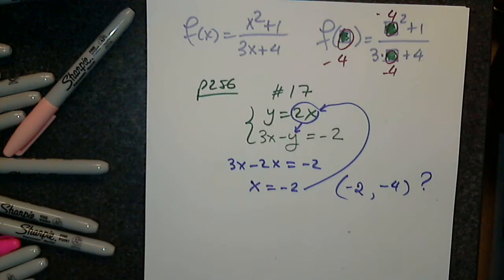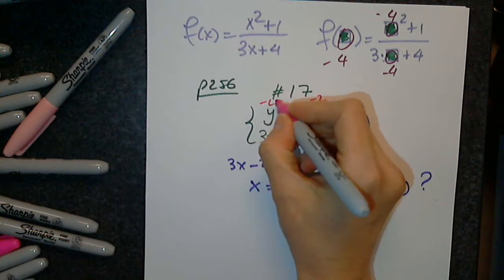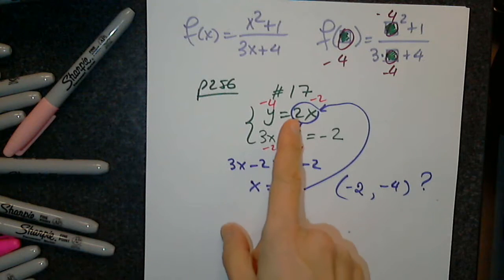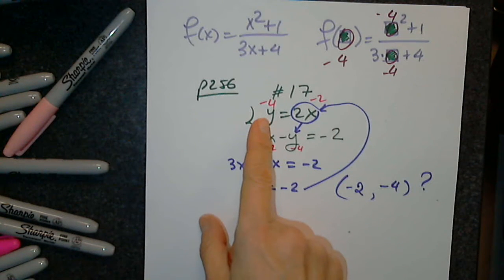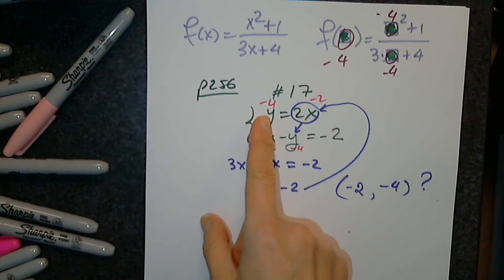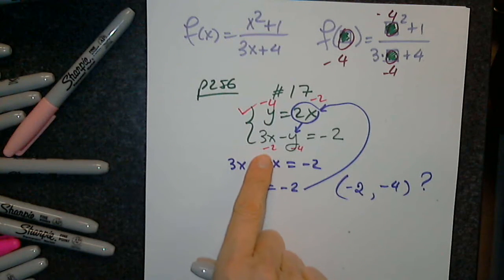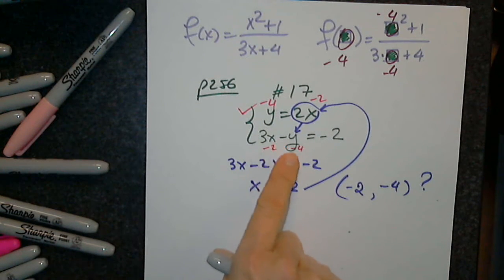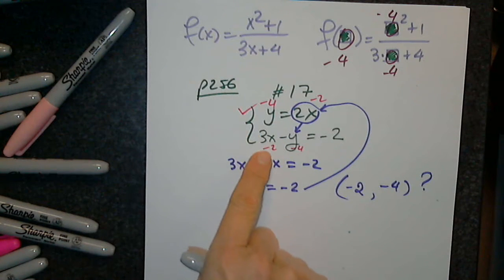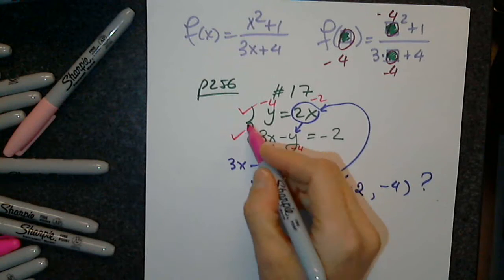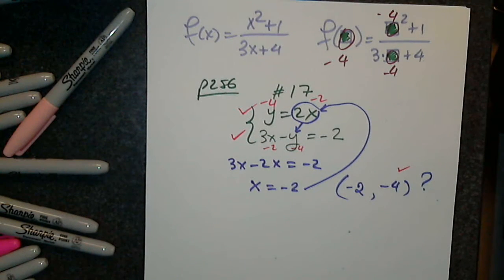So, -2, -4, -2, -4. I check both equations. The solution has to verify both equations. 2 times -2, is that -4? Yes. Check. -6 plus 4, is that -2? Yes. Check. So now I know for sure that that's the case.